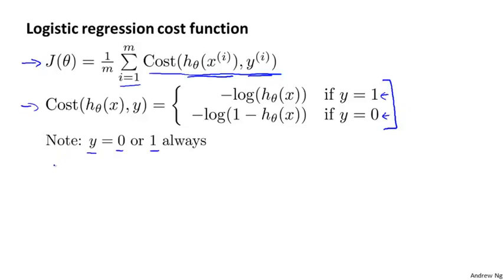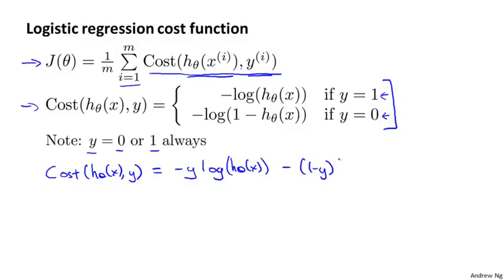Concretely, we can write out the cost function as follows. I'm going to write the cost of h of x comma y as minus y times log h of x, minus 1 minus y times log 1 minus h of x. And I'll show you in a second that this equation is an equivalent, more compact way of writing out this definition of the cost function that we had up here. Let's see why that's the case.